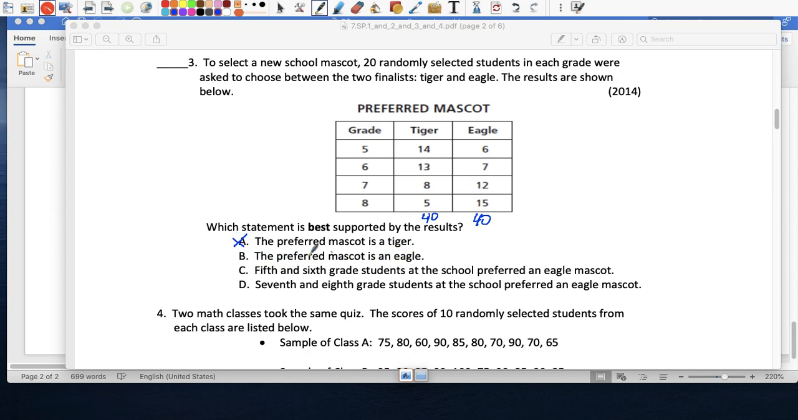The preferred mascot is an eagle. Not true again. 5th and 6th graders at the school prefer an eagle. Well, 5th and 6th graders said there were 13. And obviously there's more tigers. So that's not it. So D is the only available choice.